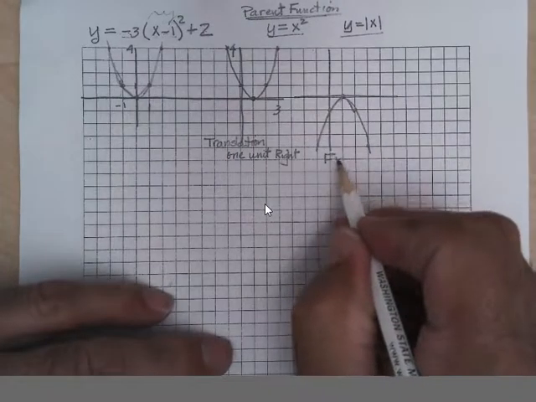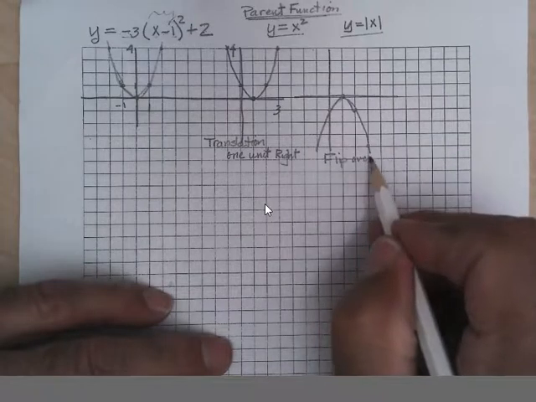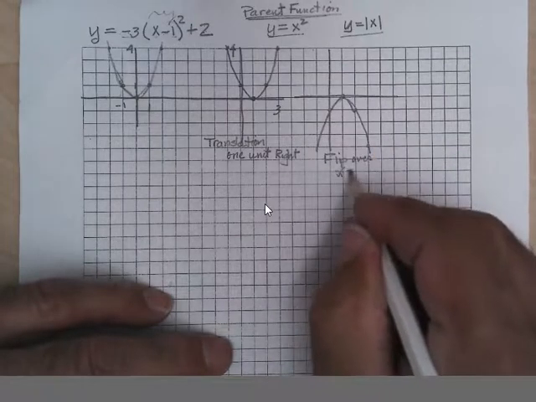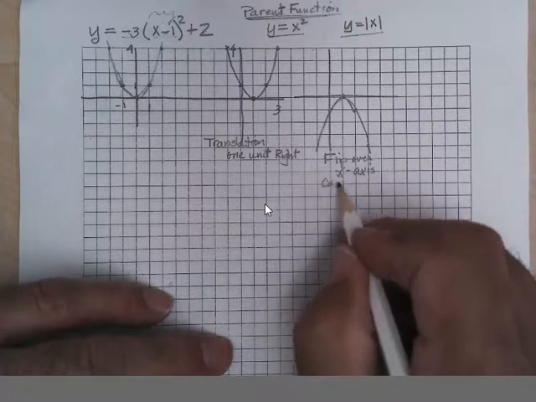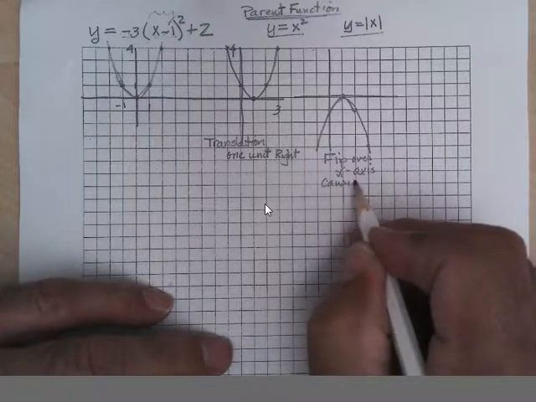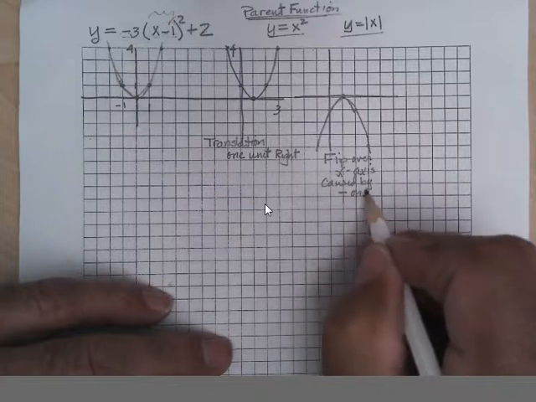So that's a flip or reflection over the x-axis, caused by the negative on the 3.